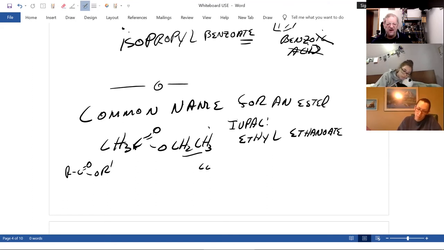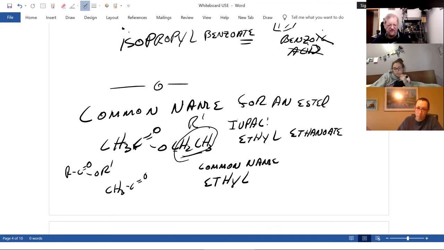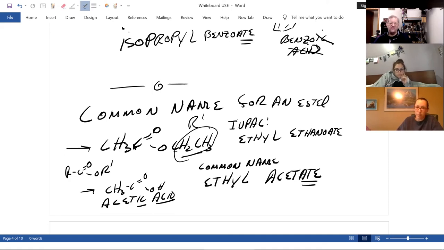The common name, which everybody uses, and you should know, names R prime as the alkyl group it is, ethyl. Now, here's where the common name comes in. If this were an H, we have this carboxylic acid. But this has a common name, and that's acetic acid. So the common name for this ester is derived by dropping the IC and the word acid, just like IUPAC tells us, and adding ATE. And everybody uses that. And that's called ethyl acetate.